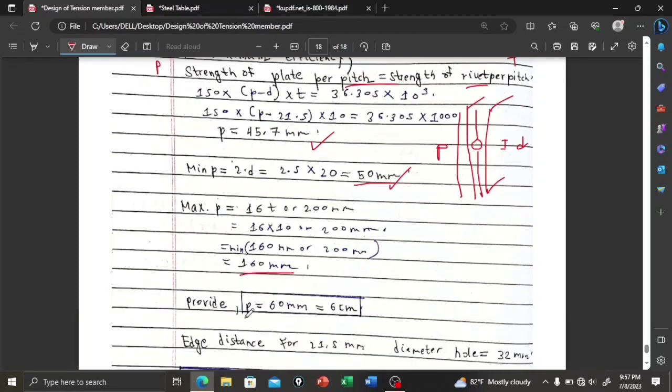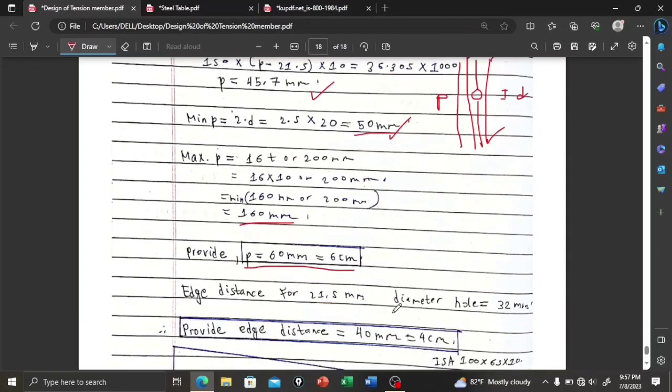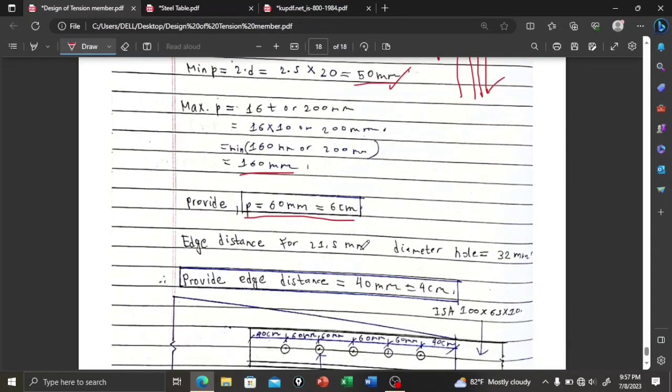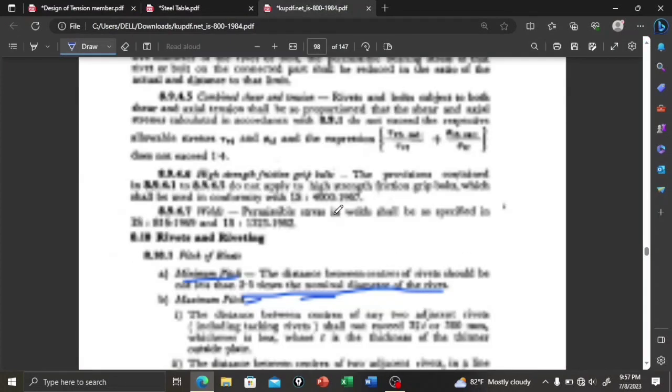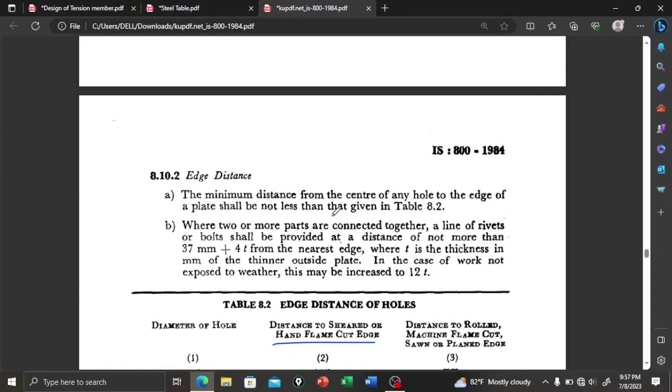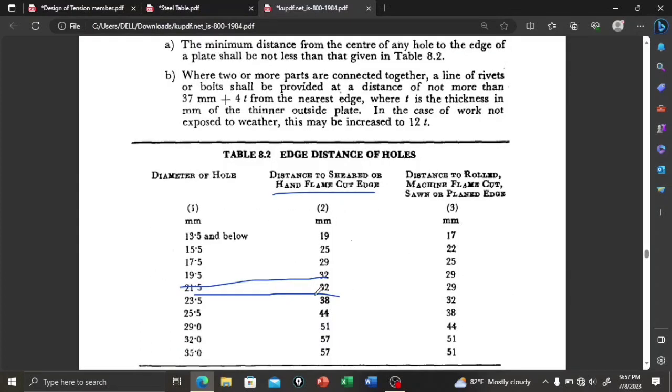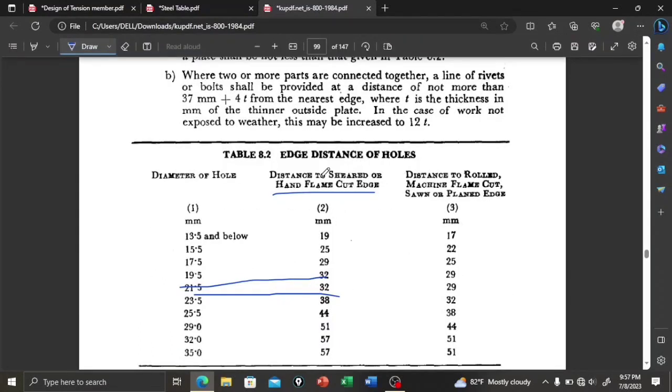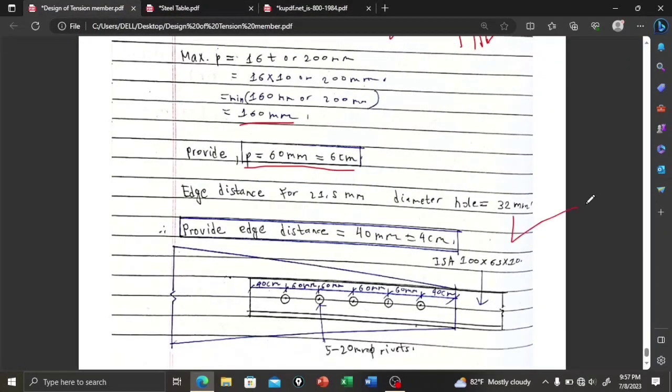So we consider 60 mm or 6 cm, and edge distance for 21.5 mm dia hole is 1.5 times hole diameter, 32 for distance to sheared or flame cut edge, it is 32. So we provide slightly higher, so 40 mm or 4 cm.